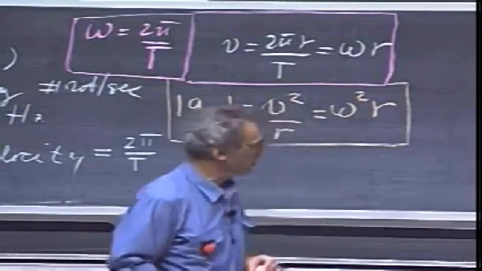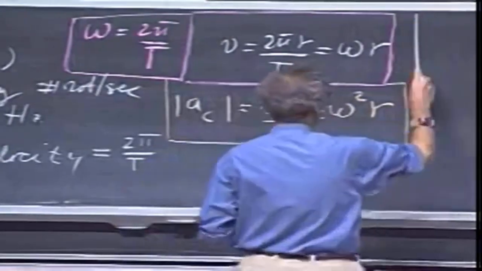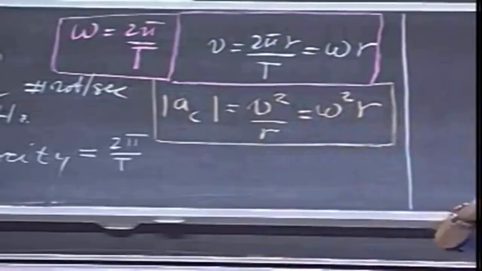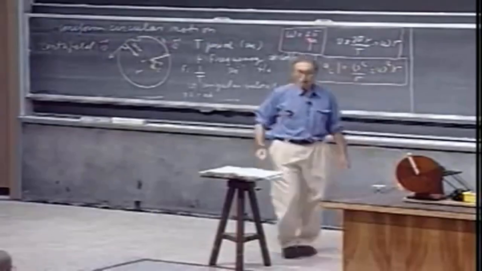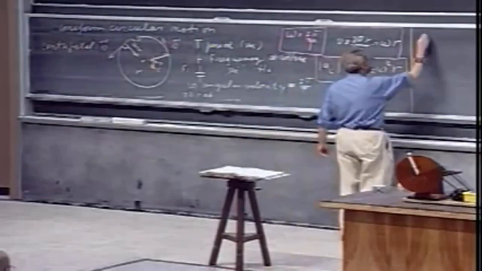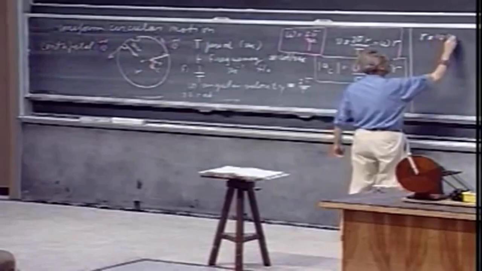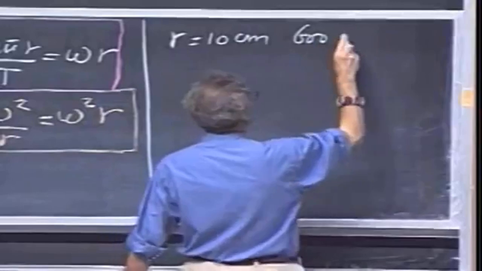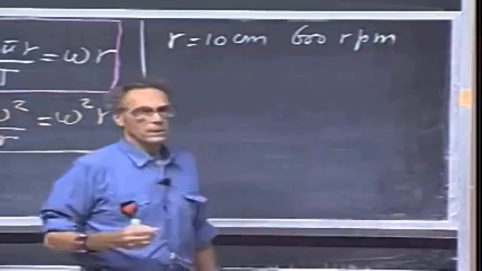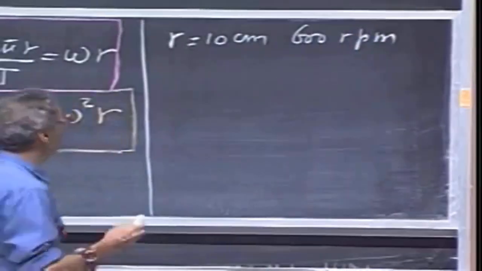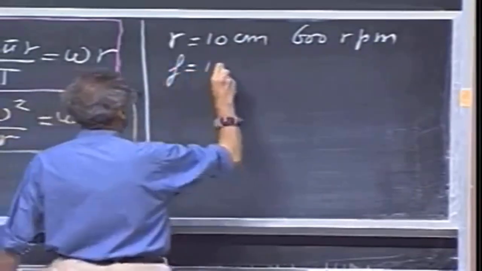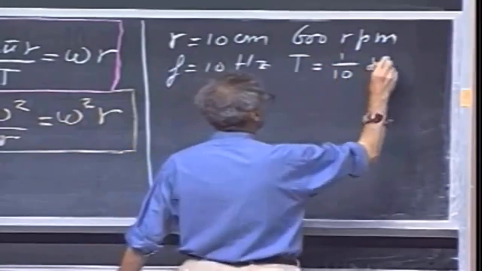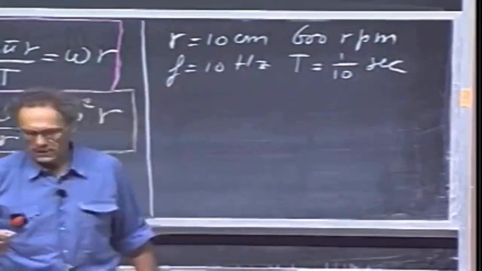We can have a simple example. Let's have a vacuum cleaner which has a rotor inside which scoops the air out or in, whichever way you look at it. Let's assume that the scoops have a radius r of about 10 centimeters, and that it goes around 600 revolutions per minute, 600 RPM. 600 RPM translates into a frequency f of 10 hertz, so a period of 1/10 of a second.